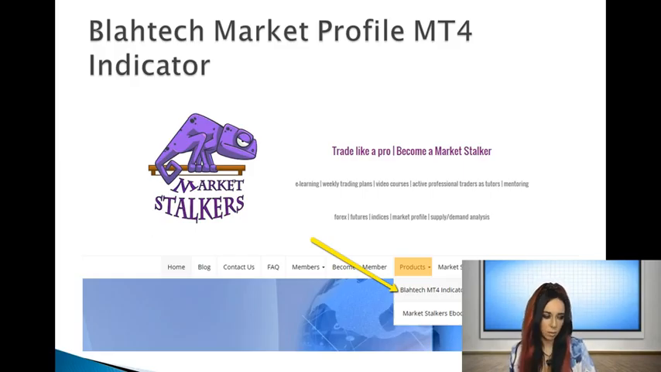We're going to see how to start using the value area to start reading the sentiment on the day. But first things first, a trader really needs to know where the value area of the previous day is. We have our Blatek market profile indicator that shows you the value area. You don't have to calculate it, and it makes things so much easier.